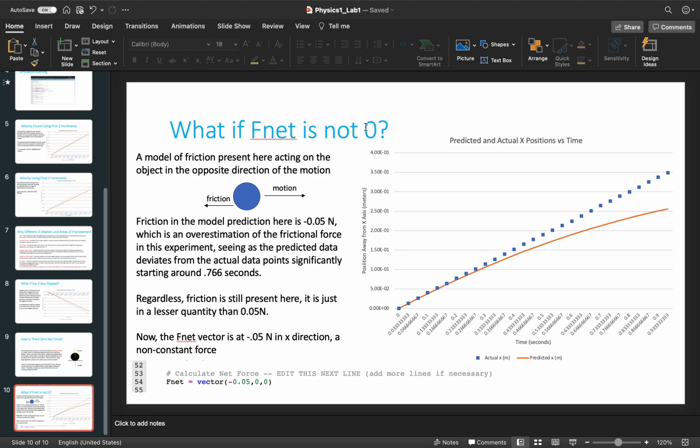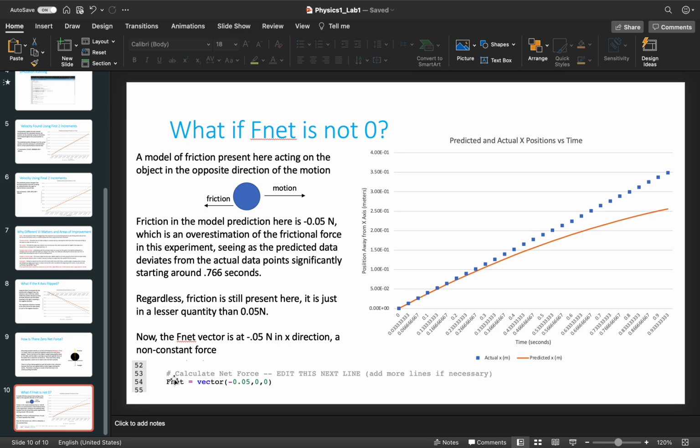What if F net is not zero? A model of friction here presents the action with the motion moving in the right direction and friction acting on the ball in the left direction. Friction in the model prediction here is 0.05 newtons in the left direction, which is an overestimation of the frictional force in this experiment, seeing as the predicted data deviates from the actual data point significantly at around 0.766 seconds. Regardless, friction is still present here. It is just in a lesser quantity than 0.05 newtons.